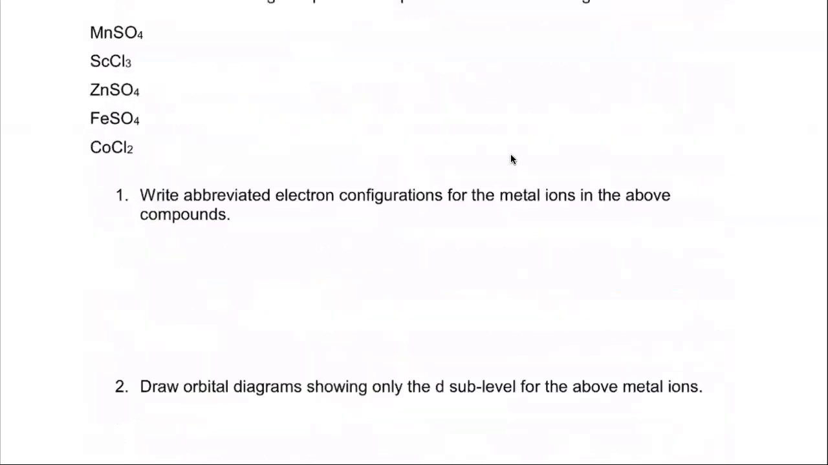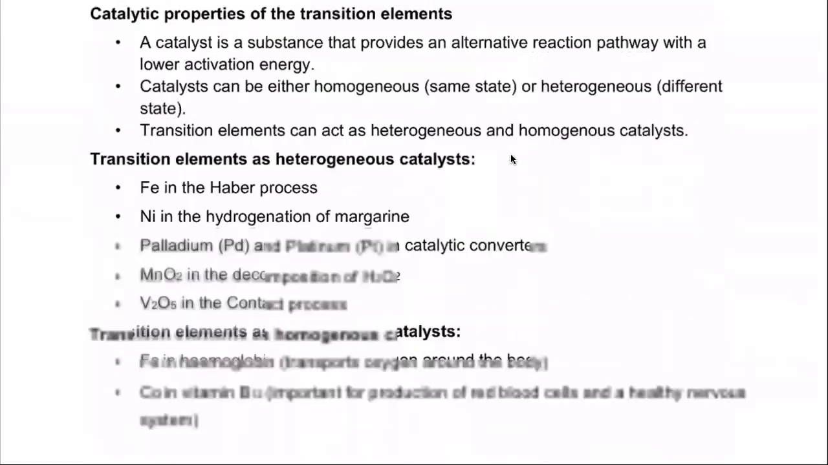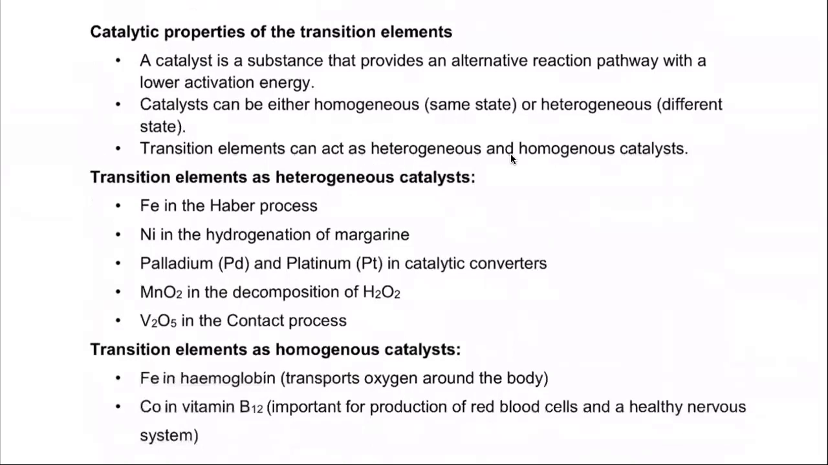Catalytic properties is the last thing from previous class. Catalytic properties, first off, we need to understand the definition of catalyst. So the basic definition of catalyst is it's a substance that provides an alternative reaction pathway with a lower activation energy. So what that means is it's going to speed up a reaction. It's going to make it go faster.